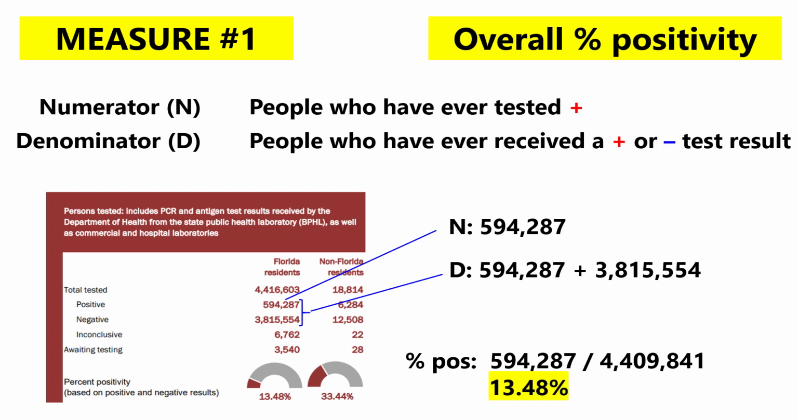And in this case, that overall percent positivity is 13.48%. And it should not be surprising to you that that number is already provided under the Florida residents column. But again, if you were just wondering how that is calculated, these are the numbers that go into that.